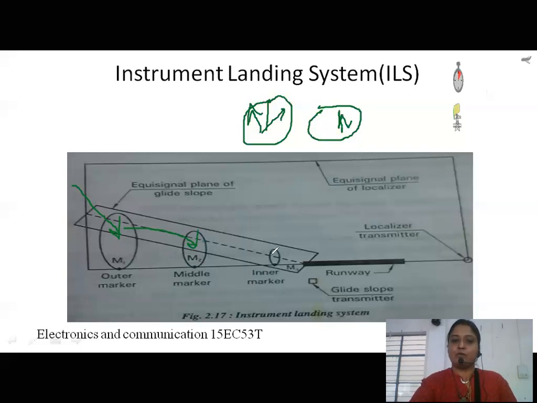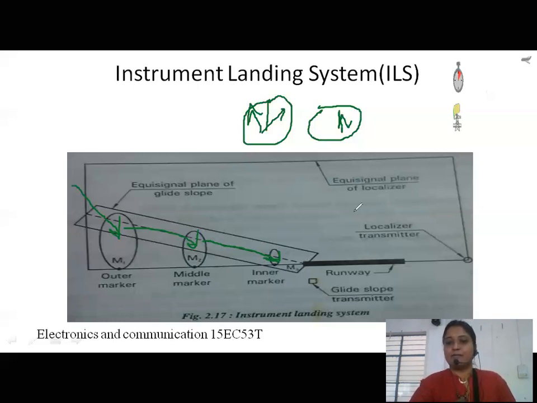Again, when the aircraft enters the third marker beacon, that indicates it has entered the third marker, and a display will be generated there. Therefore, the pilot will come to know that they are following the correct path and are not away from the runway. Slowly they will enter, and after receiving all three signals, they will touch the runway point. Therefore, this is the procedure. The instrument landing system guides the pilots in poor visibility such that they can land the aircraft safely.